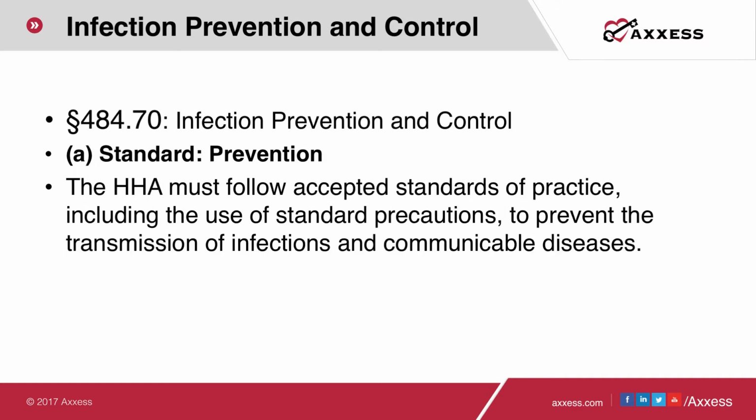Then we start to see our standard. The agency must follow accepted standards of practice, including the use of standard precautions to prevent the transmission of infections and communicable diseases. So we have several things to factor in here. So again, there are 3 parts to this particular infection prevention and control program. When we talk about the prevention, we have the accepted standards of practice, including the use of standard precautions to prevent the transmission of infections and communicable diseases.